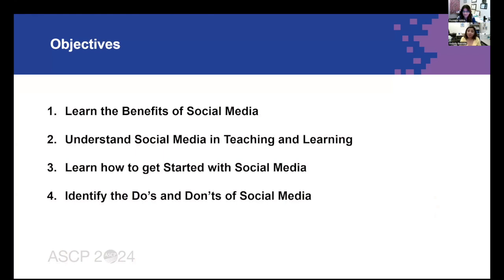Talking about the objectives of this presentation, first we're going to talk about the benefits of social media, and understand why social media can be used in teaching and learning. After that, we are going to gear towards how to get started in social media and identify the do's and don'ts of social media.